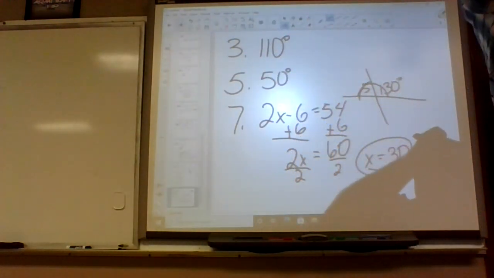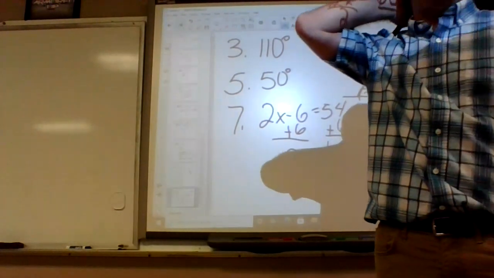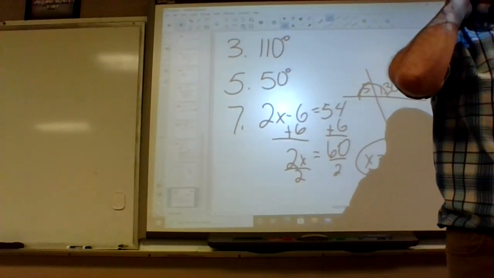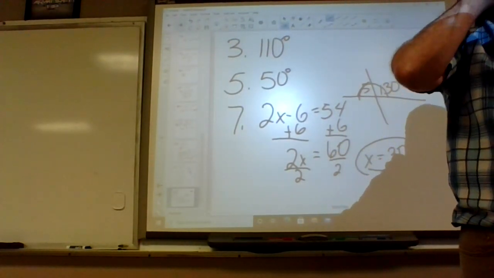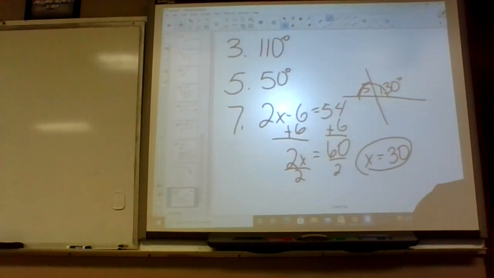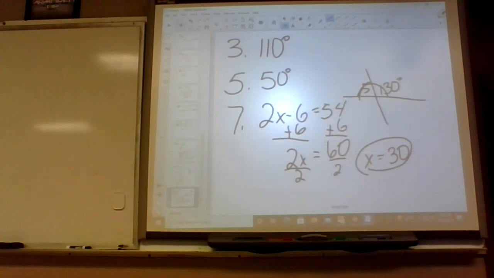Okay, number 9. So our options are that lines M and N have to be parallel, lines P and Q have to be parallel, they both have to be parallel, or none of them have to be parallel. So A, B, C, or D. It's multiple choice. You guys remember doing this a week ago?